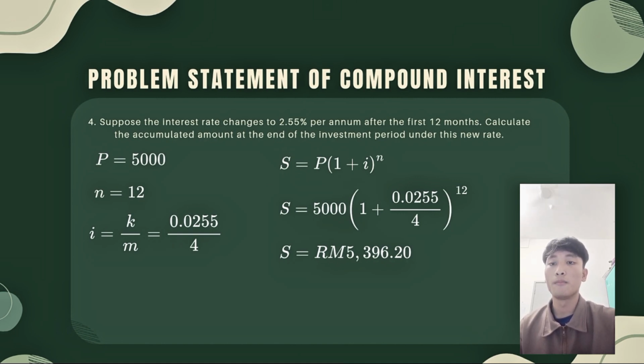So P, which is 5,000, we multiply with, open the bracket, 1 plus I, which is 0.0255 divided by 4. Then close the bracket again and powered by 12. So the answer that we will get is 5,396 ringgit and 20 cents.